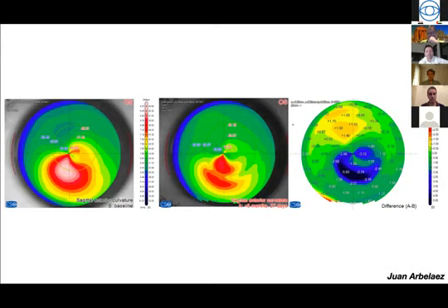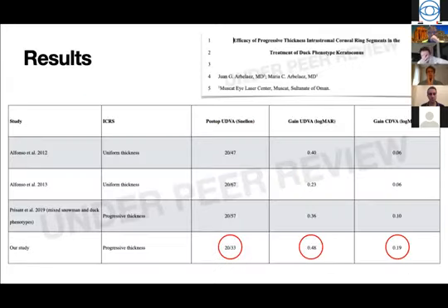Okay, this is the outcome of the same patient where you see more flattening in the area that we were intending to flatten more with a thicker ring segment. These are the results using this progressive thickness.